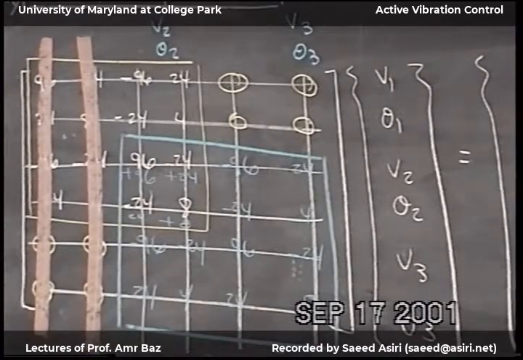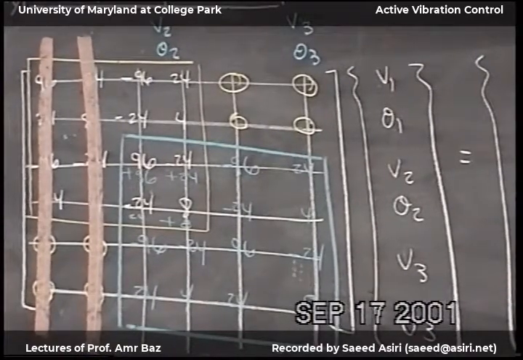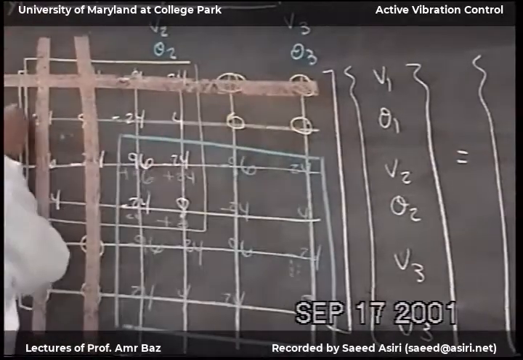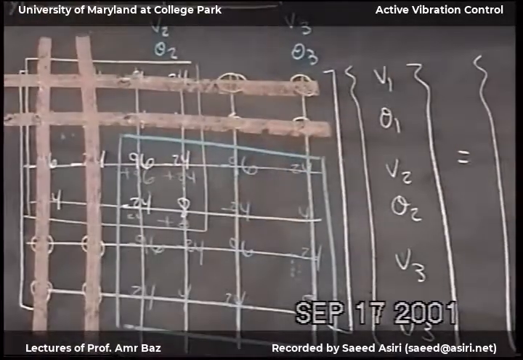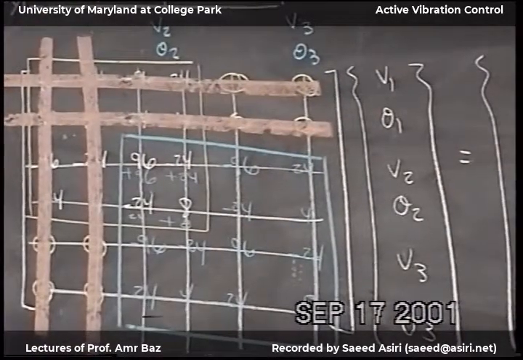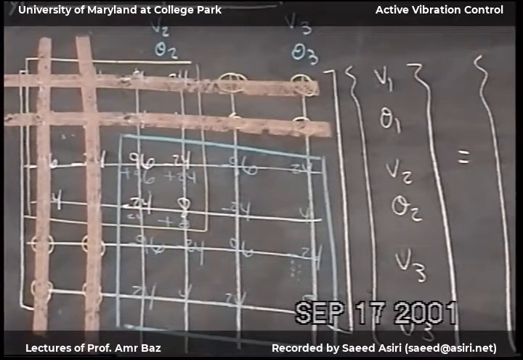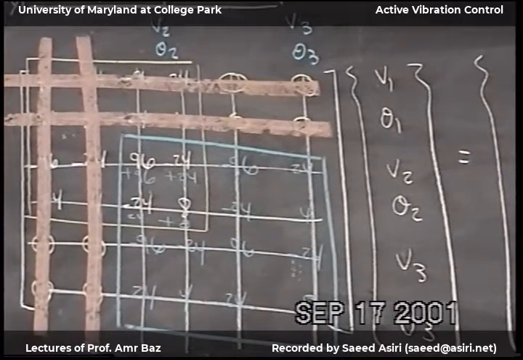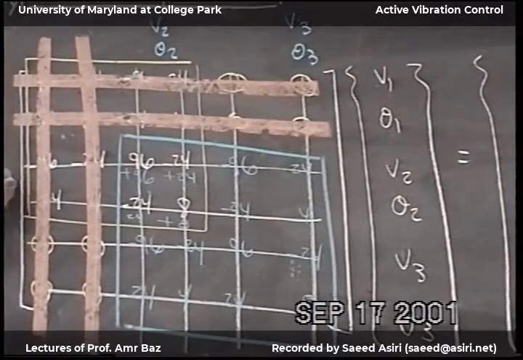If we are not interested in the reaction, we're interested only in the deflections, then I'm going to eliminate also the rows corresponding to the 0 degrees of freedom. So I'm going to eliminate this row and this row. Now the final matrix will be... I'm going to write it down here.